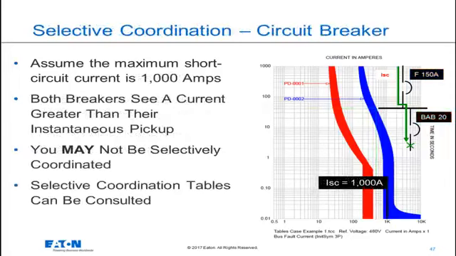Should the fault current that passes through these two devices be 1000 amps, we recognize that this current is greater than the instantaneous pickup of both circuit breakers. Based on the time current characteristic curves alone, you may or may not be selectively coordinated. With TCC information alone, we would have to assume we do not selectively coordinate. This is where the value of the selective coordination tables are realized.